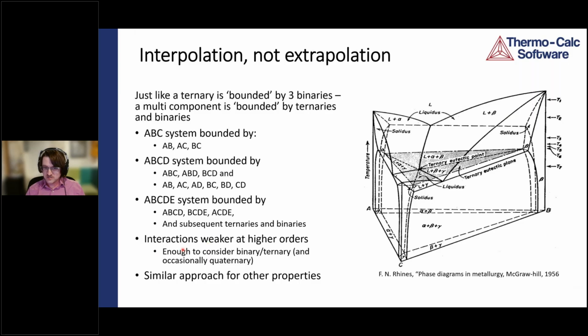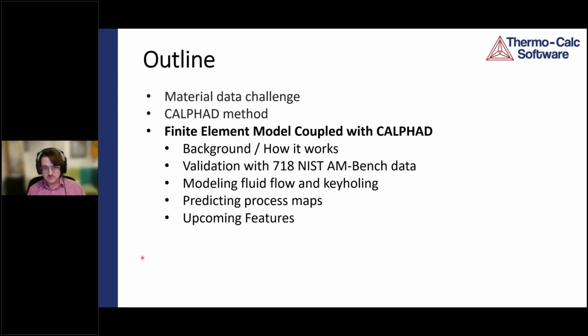And luckily for us, the interaction parameters get weaker and weaker at higher orders. So it's actually enough to consider only the binary and ternary systems. A thermodynamic or CALPHAD database is really just a collection of assessments on how the Gibbs energy changes for a bunch of binary and ternary systems. And that works well, and the databases have been developed over many years and now contain many elements and many systems. Okay, so hopefully that gives you a background on how CALPHAD works in a nutshell. It's very abbreviated. There are some nice books and papers you can find if you want to learn more.